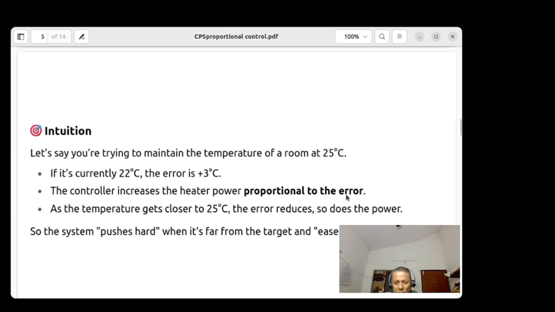So if Kp is constant, the controller action reduces. At 24 degrees, again the control action reduces. So as the temperature goes closer to 25 degrees, the error reduces, and so does the power. The system pushes hard when it is far from the target and eases up as it gets closer.